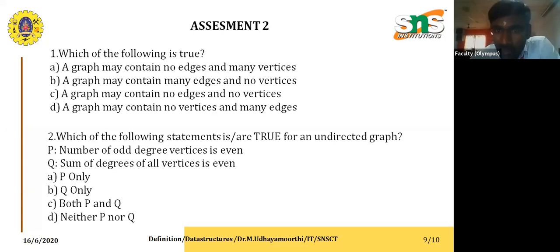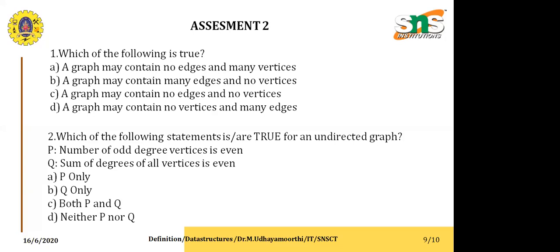Okay, the next one: a graph may contain many edges and no vertices. Is this correct? They say there are no vertices, but many edges. In your graph you are having no vertices, but it is having some edges. It is also not correct.